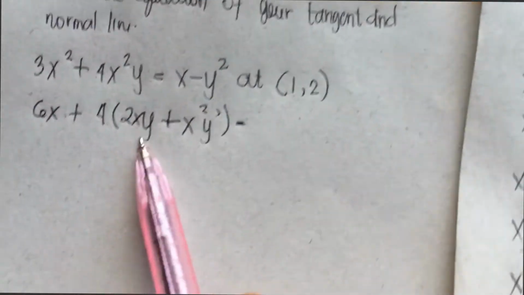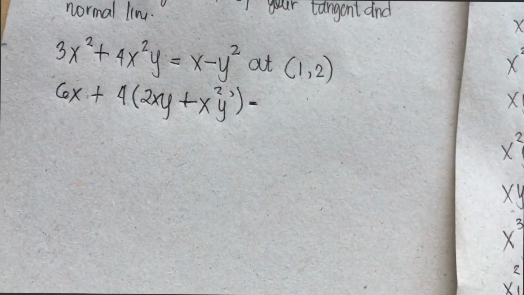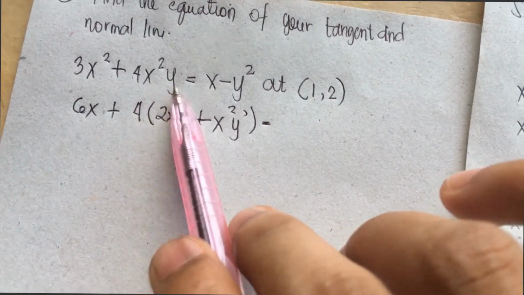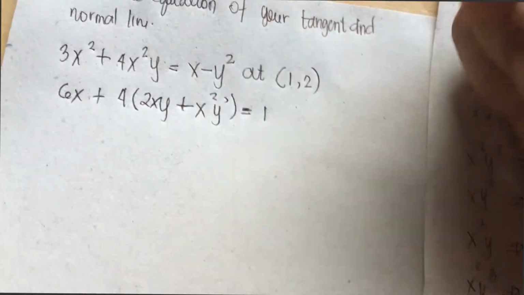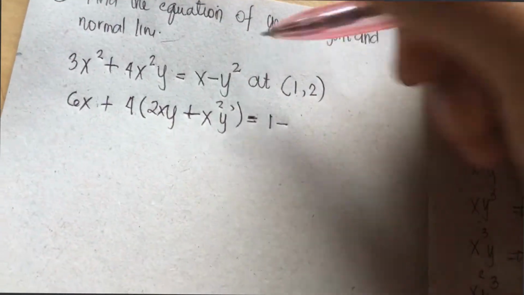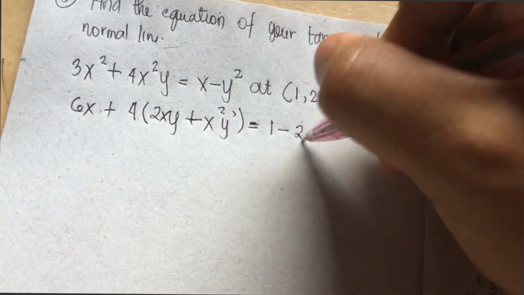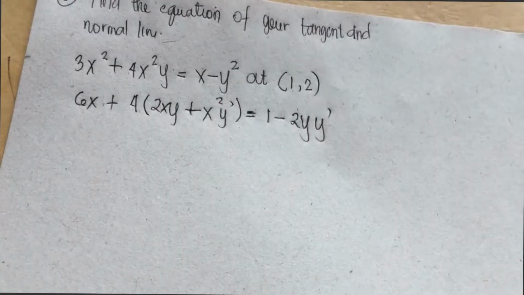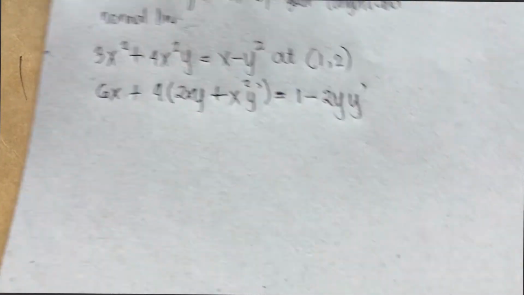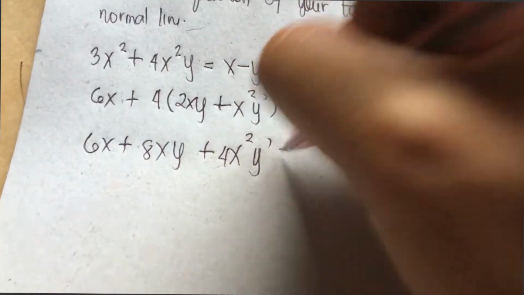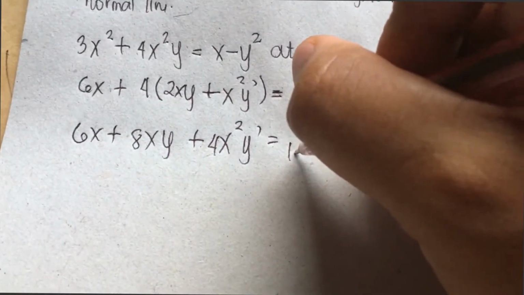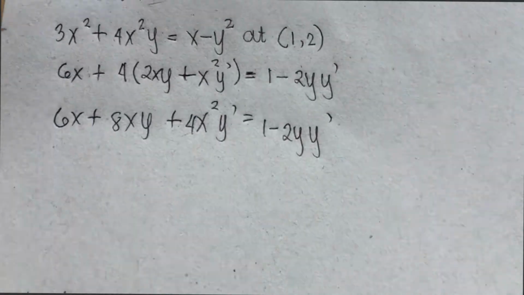Again, saan galing ito? This is the shortcut na ginawa natin kanina, the shortcut of the derivative of x squared y. Derivative of x, again, what is the derivative of x? This is 1. Derivative of x is 1 minus derivative ng y squared is 2y prime. Okay? Ang first step natin, hanapin ang derivative ng y prime. So, you are going to distribute this one. 4 times 2, you have 8xy plus 4x squared y prime, is equal to 1 minus 2y prime.